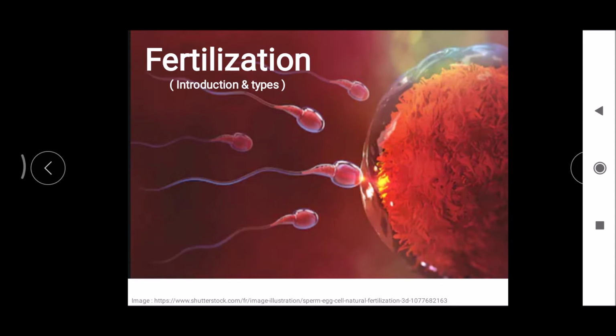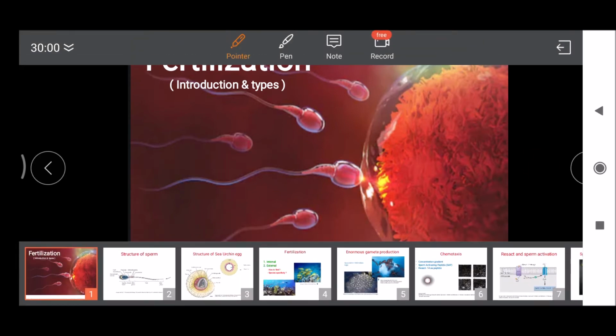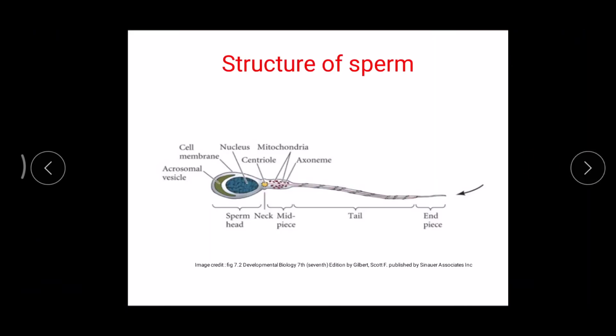Fertilization is the process of union of two gametes to form a new organism. The function of fertilization is to transmit genes from parents to offspring, as well as to initiate the process of development. There are two important structures that participate in fertilization. The first one is spermatozoa and the other one is the egg.